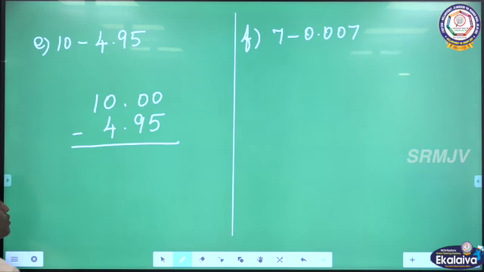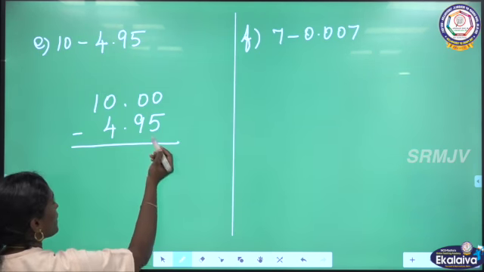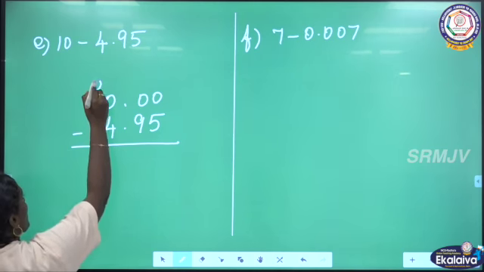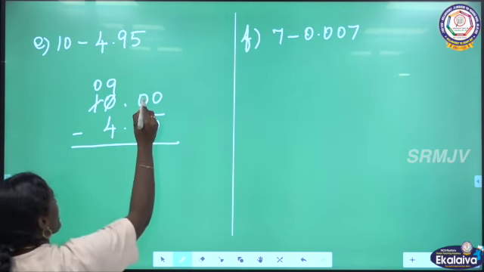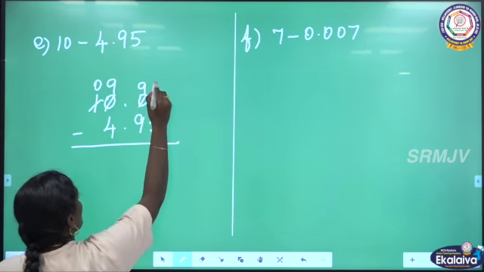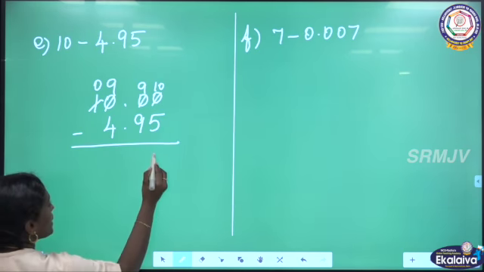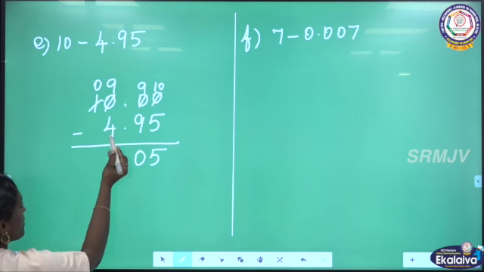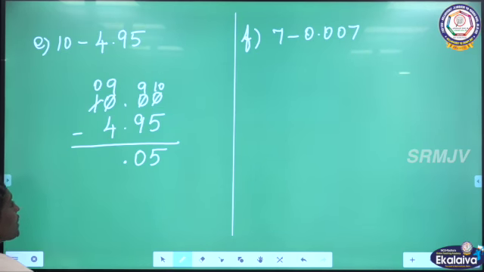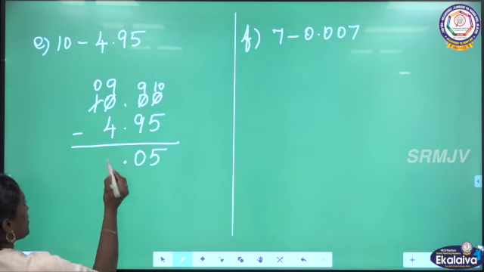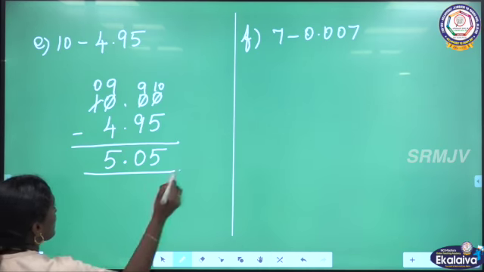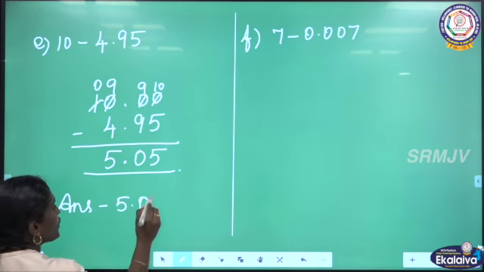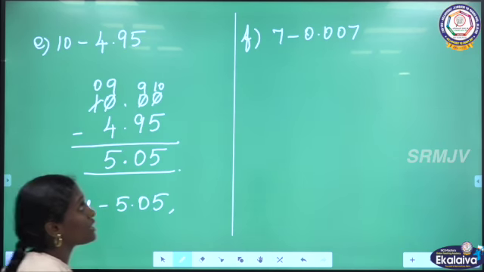Okay, now we have to subtract. Here 0 minus 5, we can't do the subtraction. So we have to borrow from 1. 1 will become 0, this 0 will become 9, this 0 will become 9, this 0 will become 10. 10 minus 5, 5. 9 minus 9, 0. Before subtracting the numbers in whole number part, we have to keep the decimal point. 9 minus 4, 5. So the answer is 5.05.